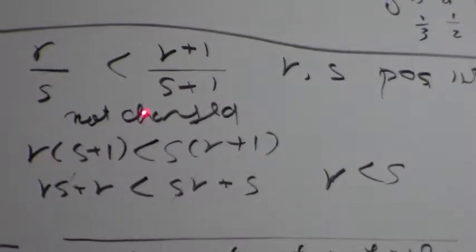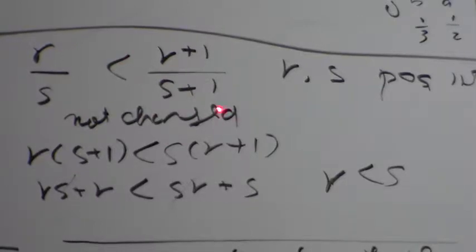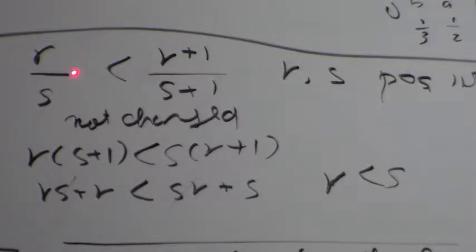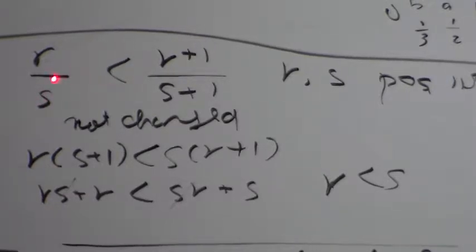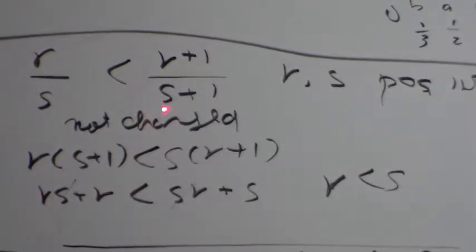To simplify this equation right there, I'm going to multiply each side by s plus 1, and then by s on each side. So multiplying s plus 1 on each side makes r times s plus 1, right? The other side is going to be r plus 1. Then s on each side, so this s is gone. s is on this side, correct? I want to check, do you understand this one?